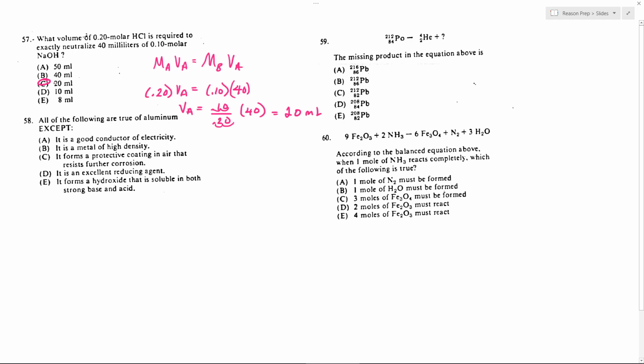And if you think about it, it makes sense. The molarity of the acid is twice the molarity of the base, so I would only need half as much of the acid in order to neutralize that base. So it makes sense. Which are true of aluminum?